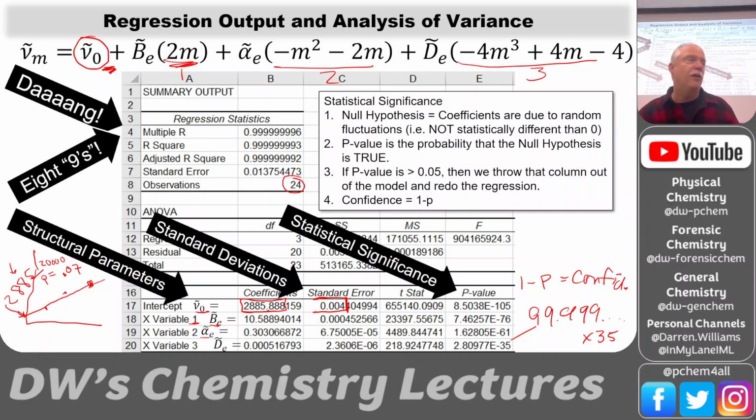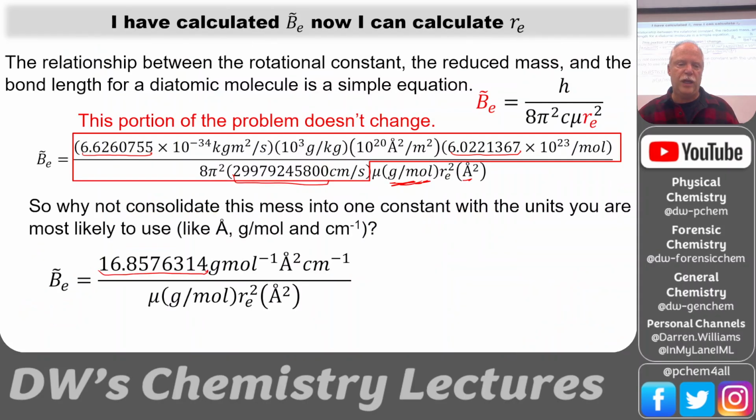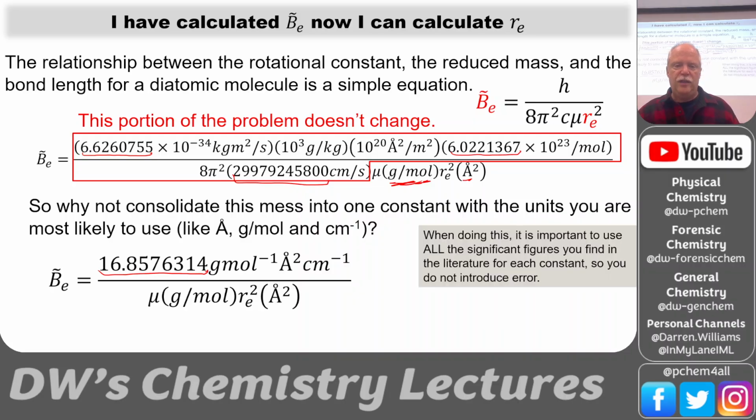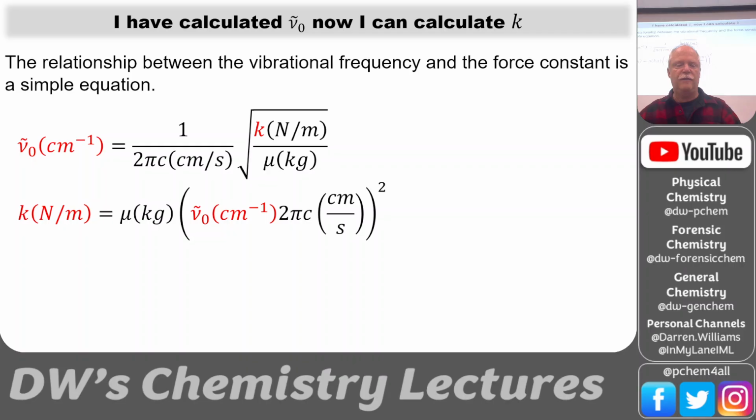So I don't want to round my constants. We keep those constant values as far out as we can. And so this is our rotational constant. We can rearrange this to get the bond length. Okay. Here's our frequency of vibration, and we want to get the force constant. So rearranging that, we can solve for the force constant.